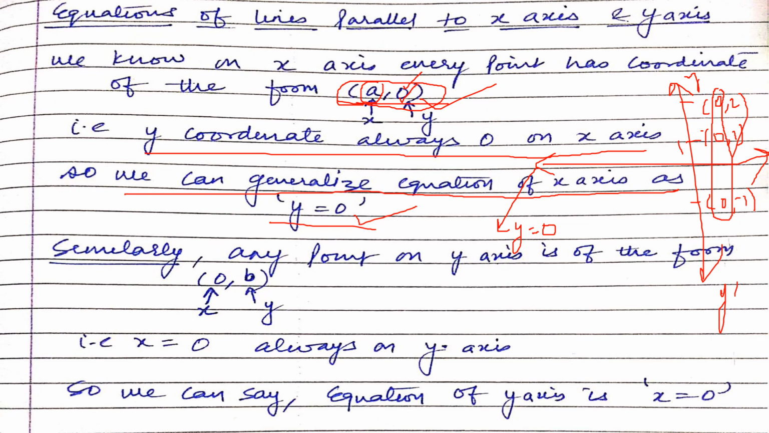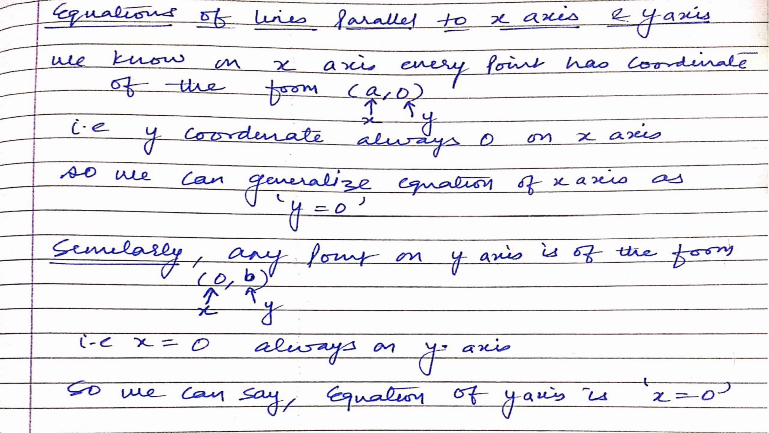This will help us to find the equation of y-axis, and you can see that the normal coordinate on y-axis is given by 0 comma b, where 0 is the constant for x and b is the variable for y. This b can take any value because it is a variable. So we can say x equal to 0 is the equation of y-axis. I hope you got it.